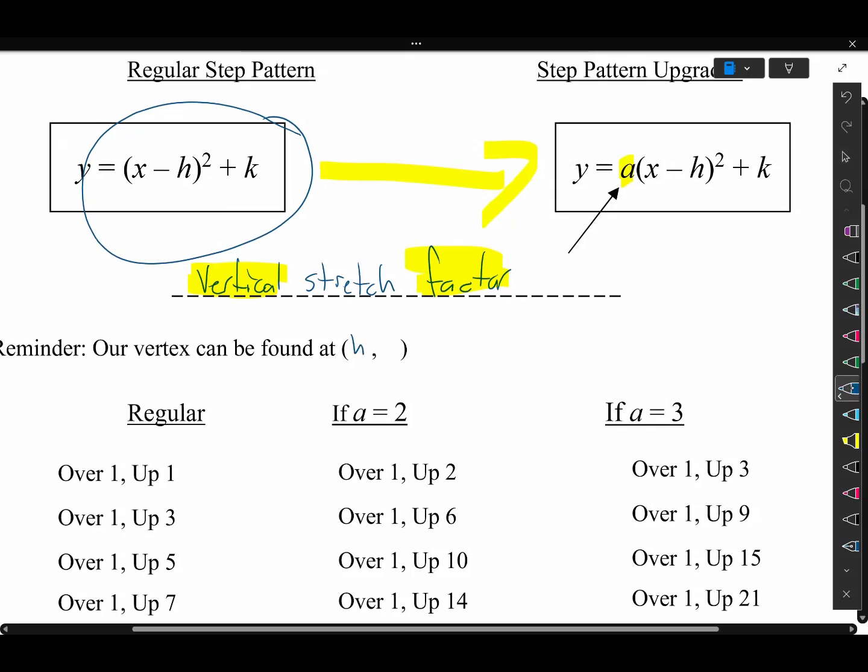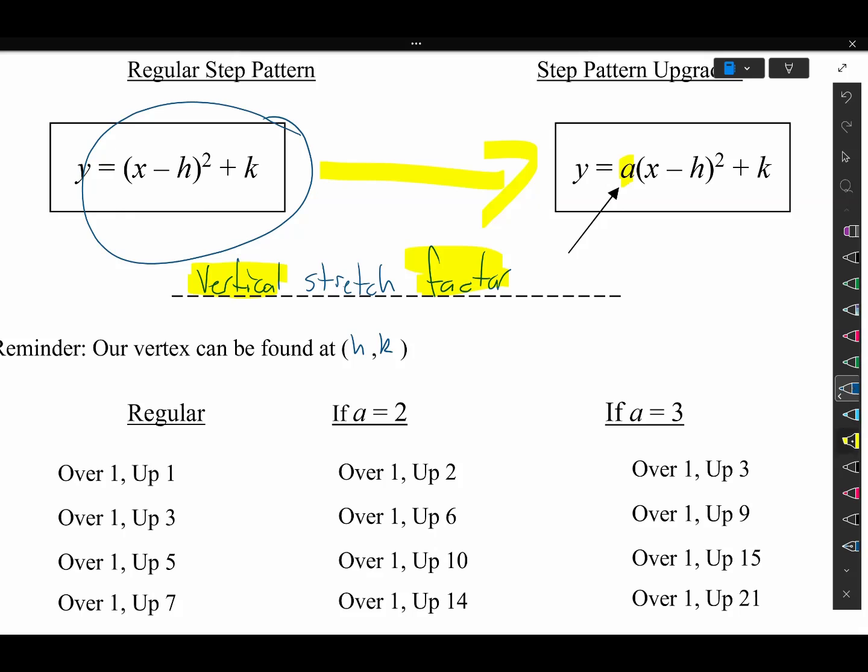All right. Now, we're going to take a look at these step patterns. If this a value, which is right here, if this a value is equal to 2, then, well, hang on, our original step pattern is over 1 up 1, over 1 up 3, over 1 up 5, over 1 up 7. It would continue, over 1 up 9, over 1 up 11. We're going to upgrade that.